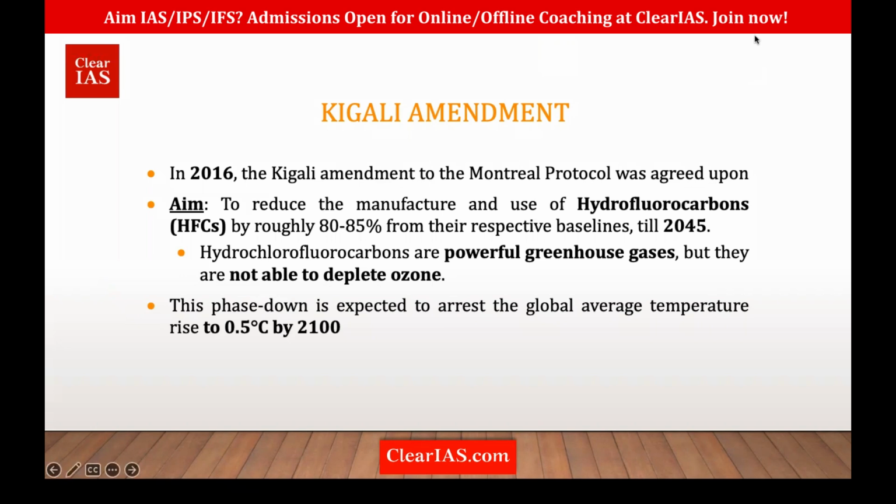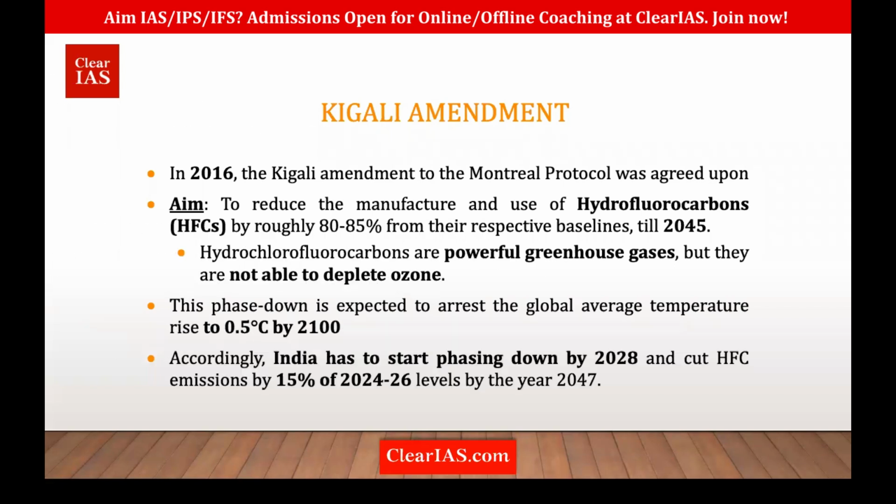In 2015, we agreed to what? The Paris Agreement, where at least we must keep the temperature rise below what? 1.5 to 2 degrees Celsius, right, by 2100. So in order to keep that target of the Paris Agreement, the Kigali Amendment also has a big role to play.